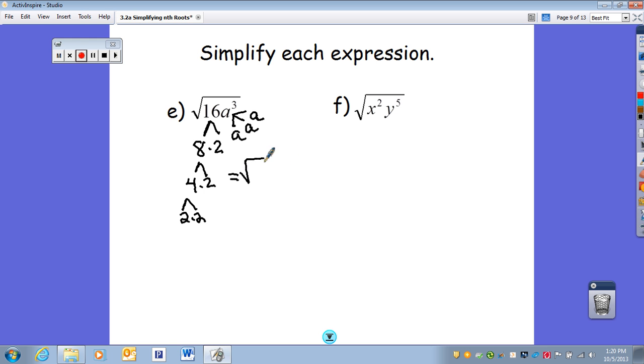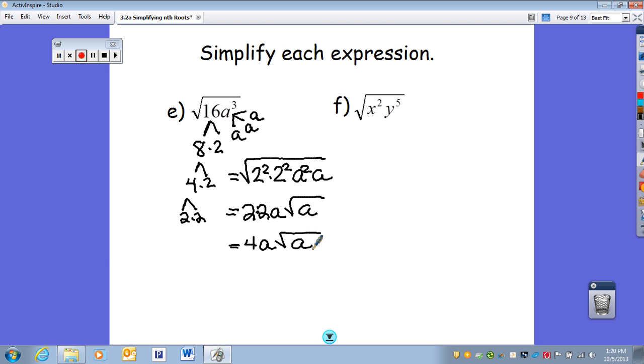So we want to rewrite our radical with our factor pairs. So we have 2 squared and 2 squared. We have an a squared and an a. Both of the 2's can come out, as well as one of the a's, and the other a needs to stay under the radical. 2 times 2 is 4, so we have 4a and then the square root of a. Again, right away, if you knew that the square root of 16 was 4, we could not have to do the factor tree and simply know that a squared and a would be under the radical, so we could bring the a outside and leave the other a underneath.